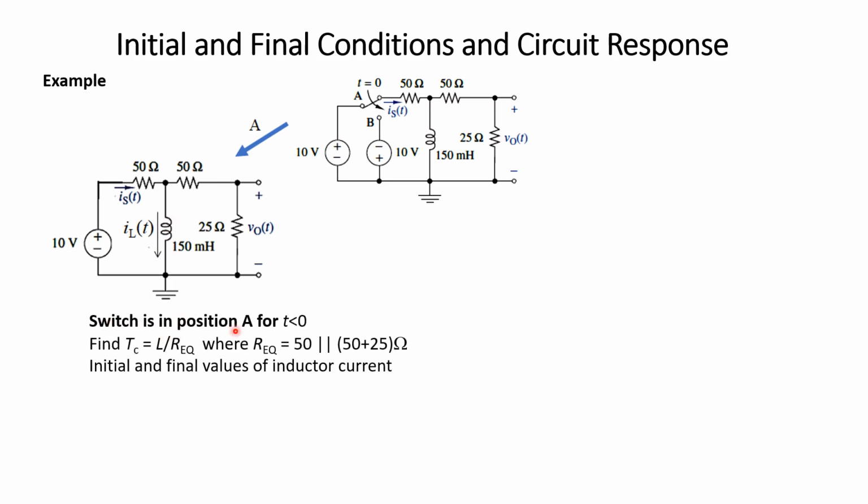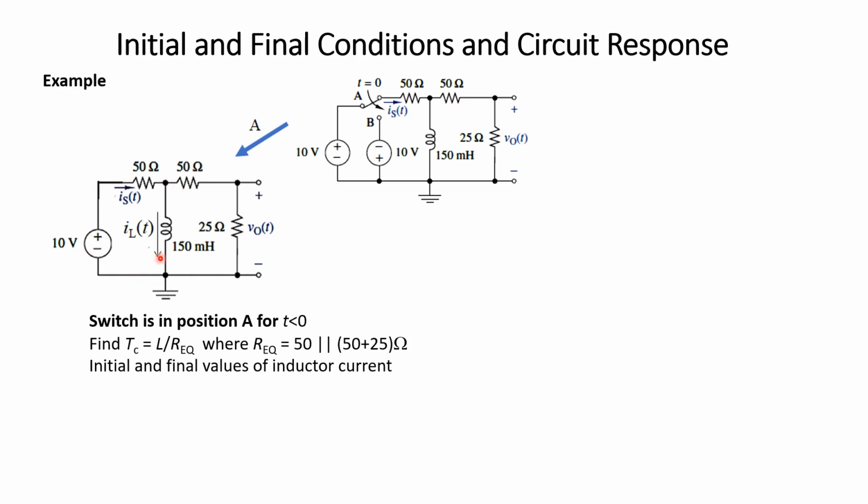And we see further, when the switch is in position A for t less than 0, we find the time constant, and the time constant is L divided by R, or L equivalent divided by R equivalent, and we have only one inductance. Then R equivalent will be the Thevenin resistance seen by this inductance. So the Thevenin resistance seen by this inductance is this 50 ohm resistance, as we short circuit this, and 50 plus 25, and this is another parallel combination across it.